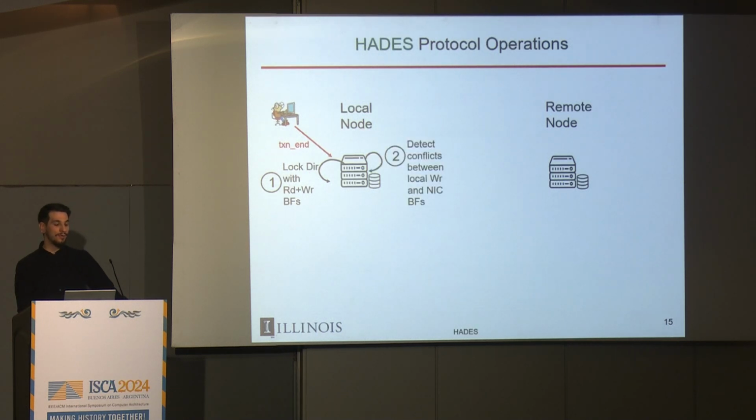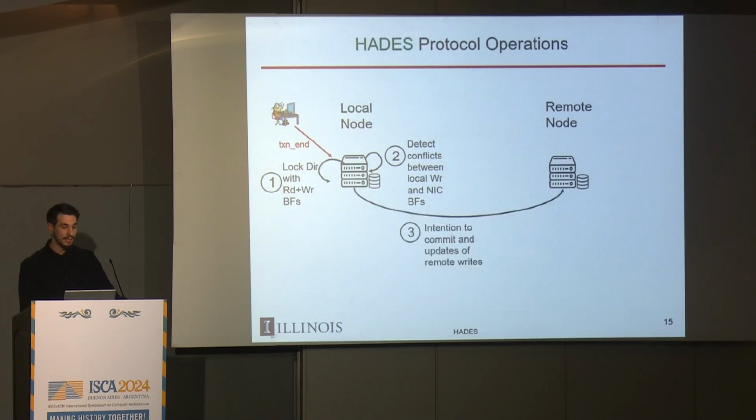Then we have to check for conflicts between the local writes that have happened on this node and all remote operations that are targeting the local node. So we're trying to detect conflicts between local and remote operations on the local node. If no conflict is detected, then an intention to commit message is sent to all the remote nodes that participate in this transaction, alongside the updates that we're performing in these remote nodes.